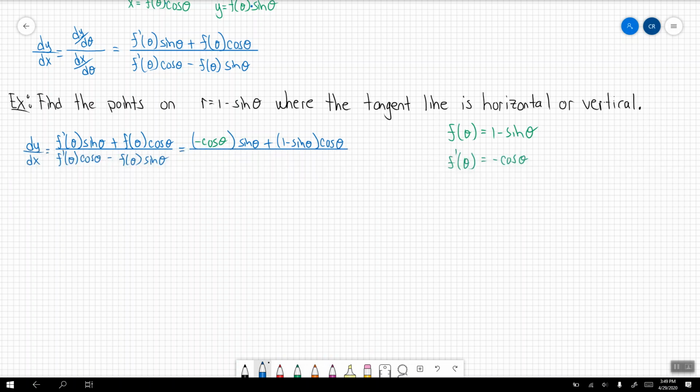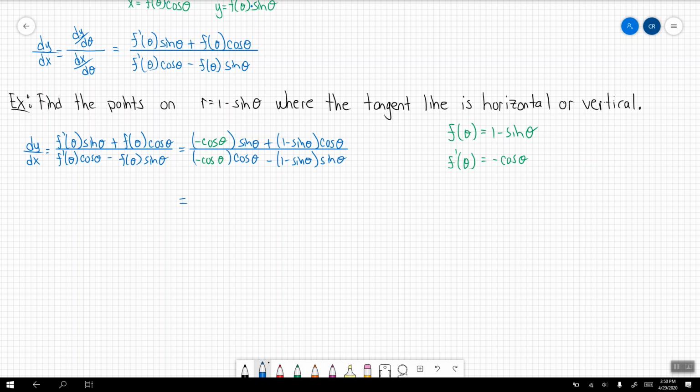All right, denominator f prime. So again, f prime, that was our negative cosine of theta, multiplied by cosine of theta, minus f of theta, that 1 minus sine of theta, multiplied by sine of theta. There we are. All right, so it's looking pretty good, I'm not gonna lie. All right, so let's go through and let's see if we can simplify anything here.